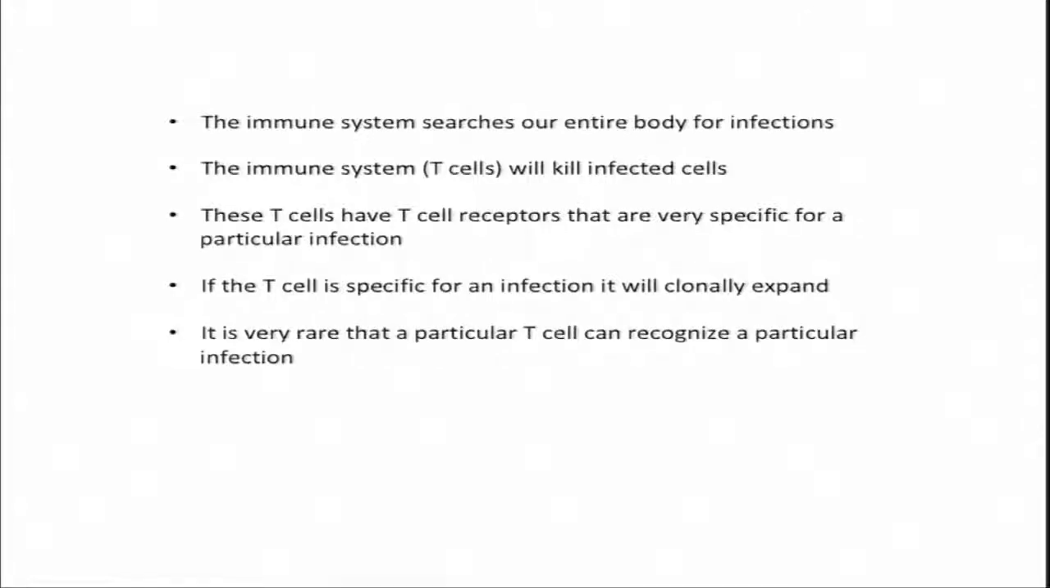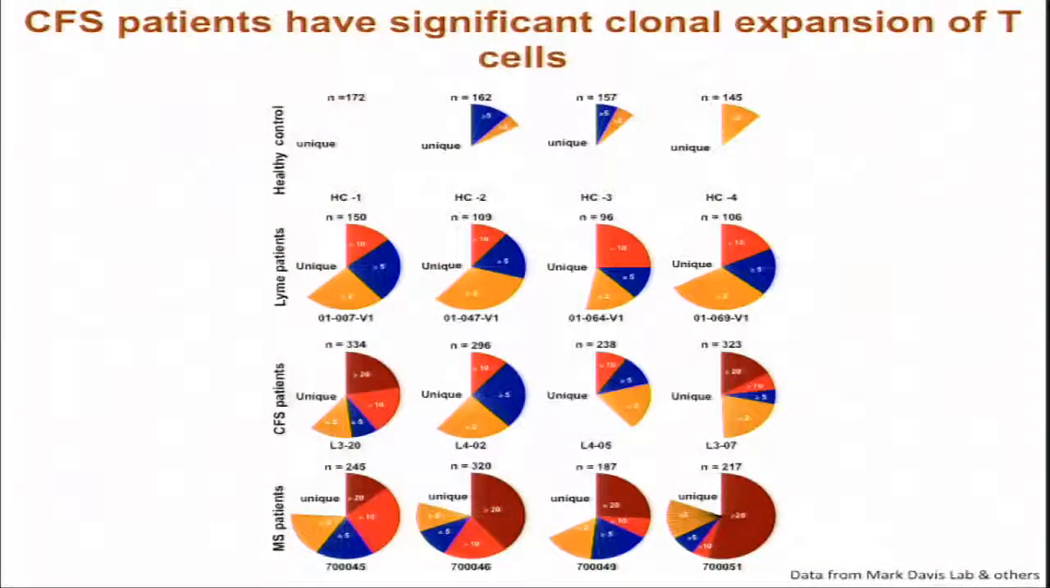Each of these T cells has T cell receptors that are very specific for a particular infection. And if it is specific and recognizes the infection, it will clonally expand. It's rare that any one T cell will recognize a particular infection. And so this is the first data slide that I'll present. I believe Mark Davis talked here last year and showed this slide, but this is the crux of the project that we are going to do, which I'll talk about in the second part of my talk.